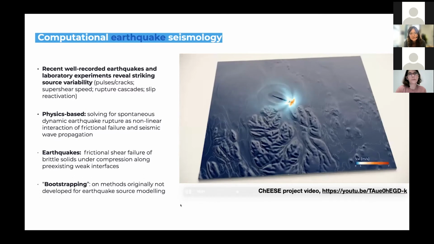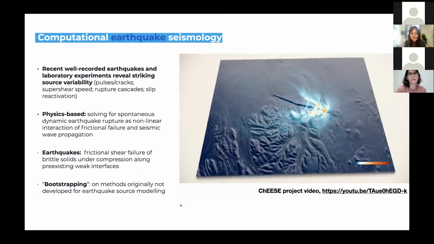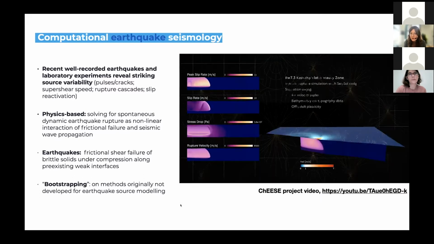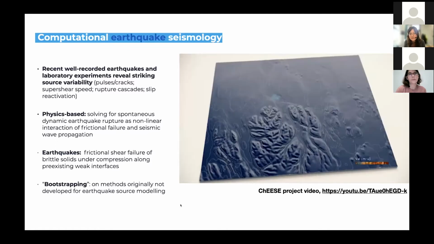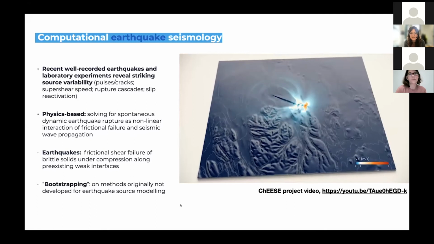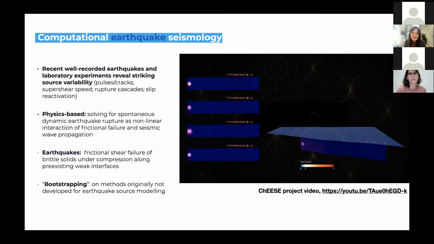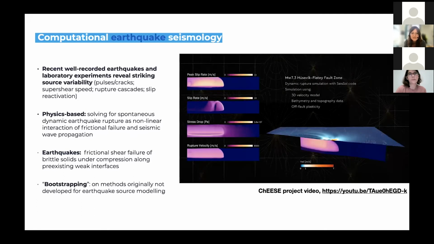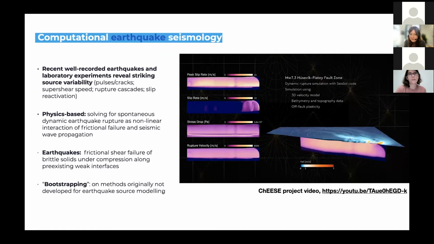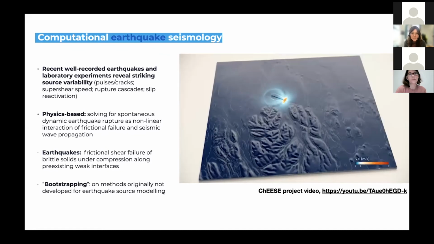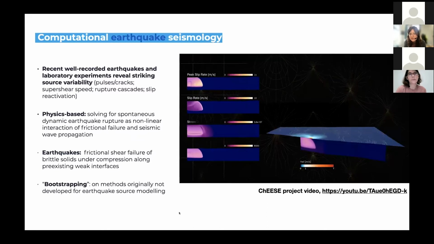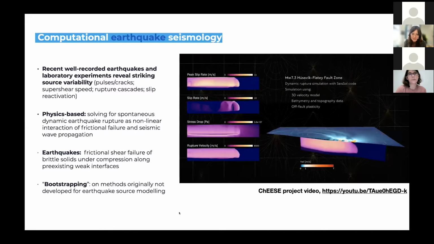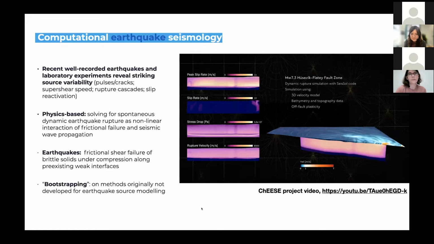And then we treat earthquakes as frictional shear failure. Traditionally, we don't allow for opening, also dilatation, with all shear failure of brittle solids under compression along pre-existing weak interfaces. And computational earthquake seismology often bootstraps on methods that stem from classical wave propagation, computational seismology. We have to keep in mind that many of them were not originally developed to account for large deformation and large stress discontinuities across these faults.